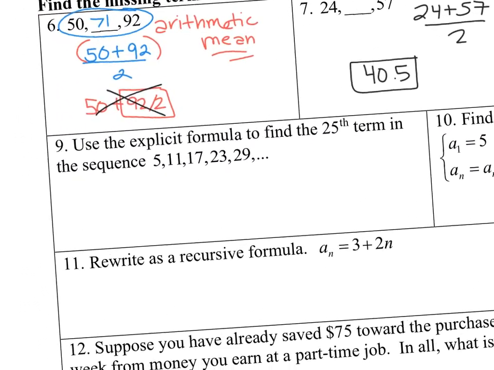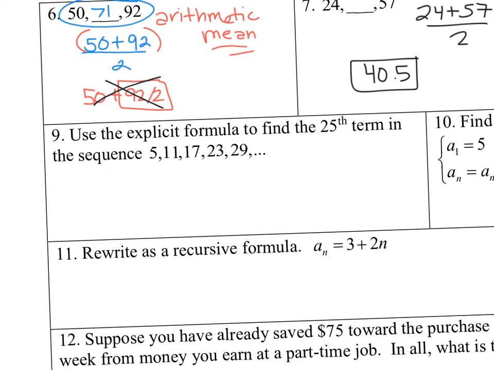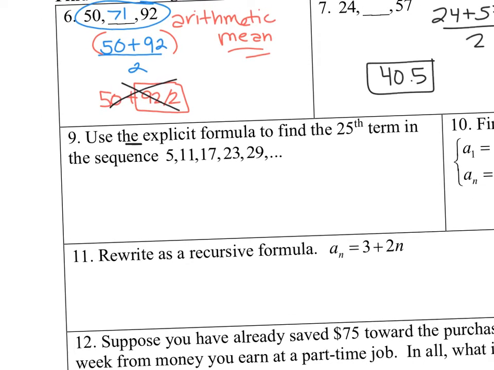Okay, number 9. Use the explicit formula to find the 25th term in the sequence. So this is the first time that we're writing an explicit formula. So I'm going to write down what the explicit formula is from up top. A sub n equals A sub 1 plus n minus 1 times d. And remember, we need to fill in the common difference and the first term into our formula.